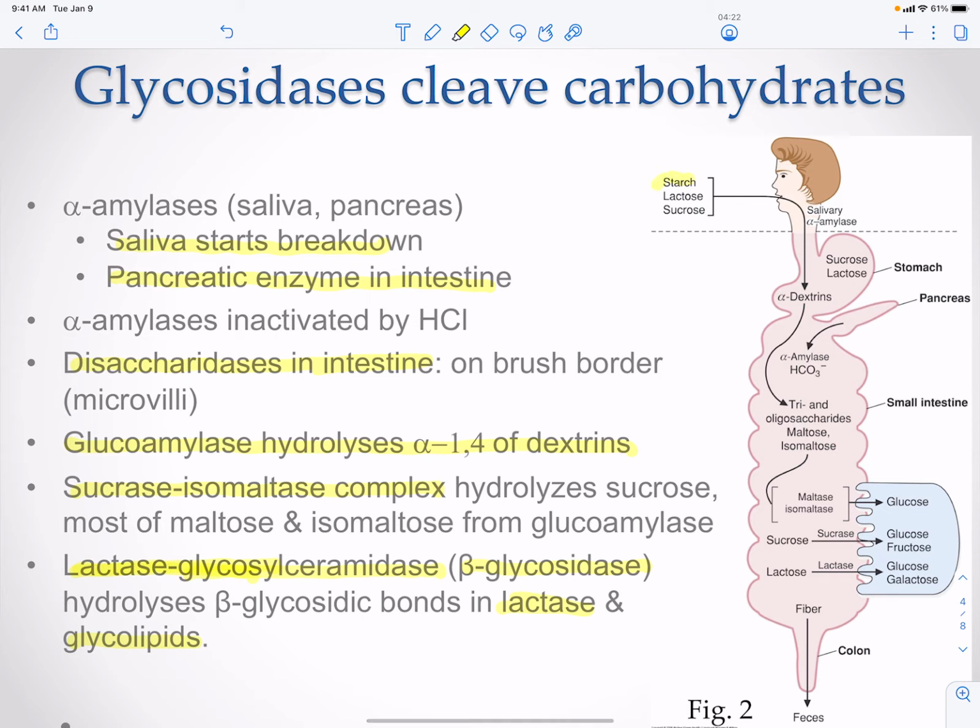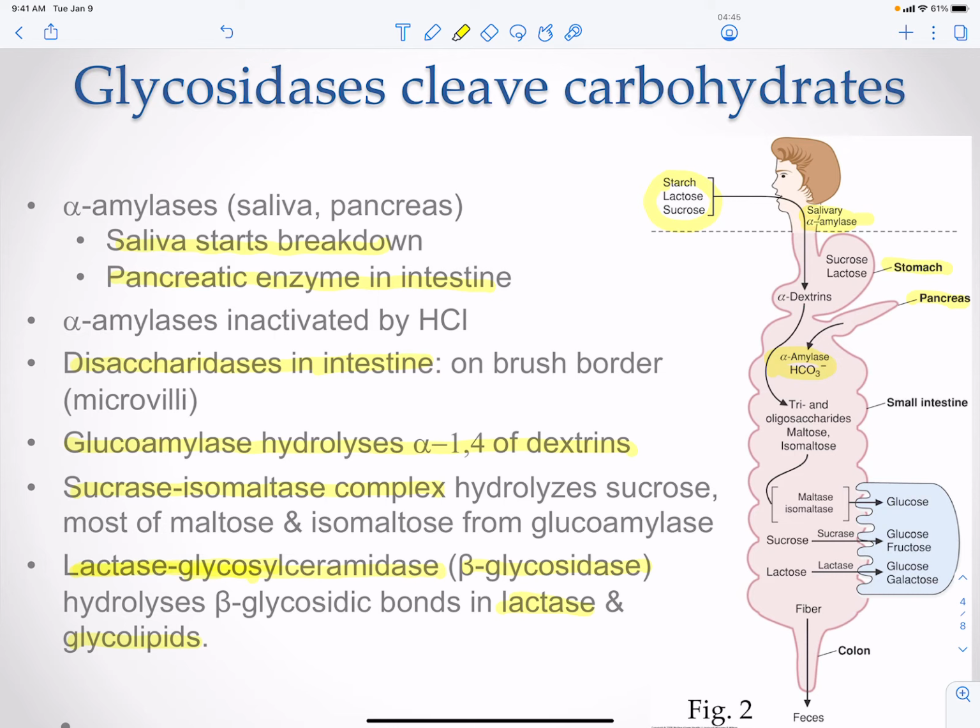And again, you're going to take in your sugars in the form of a starch, a polysaccharide, or lactose or sucrose. You're going to start digesting with alpha-amylase. You're then going to get it neutralized in the stomach. The pancreas will release its own version of alpha-amylase and bicarbonate to neutralize the stomach acid.